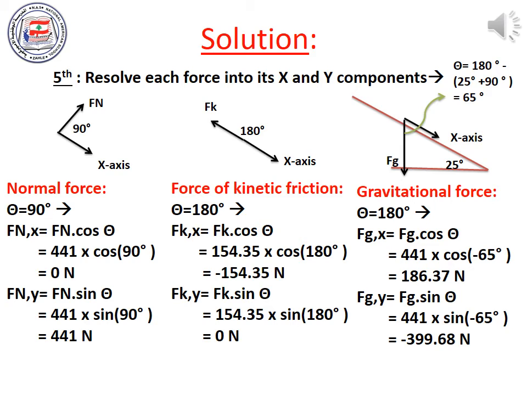Now we use it to find the x and y components of gravitational force by using the equations that we already studied in the first section of this chapter. So the x component of the gravitational force is 186.37 newtons and the y component is negative.